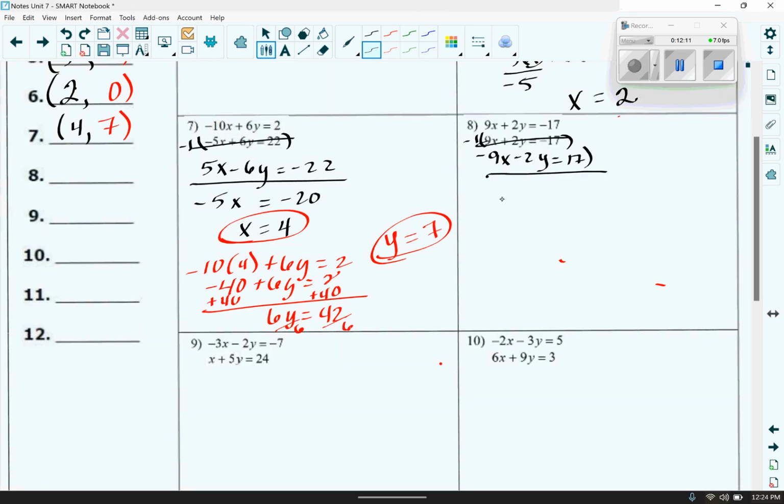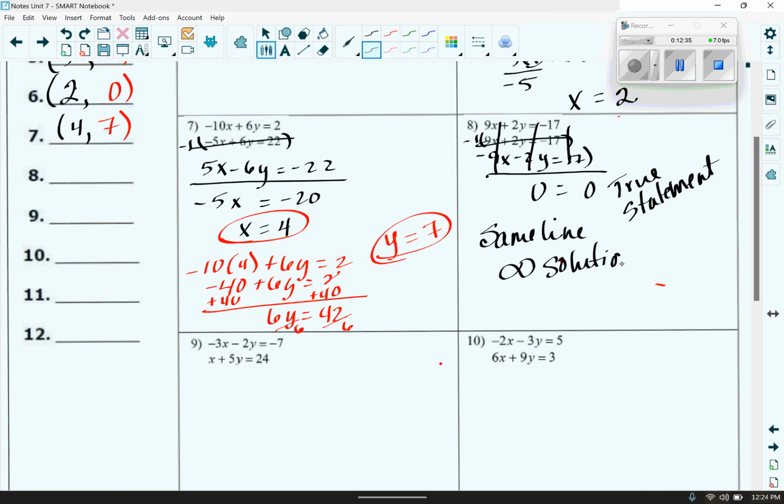That's going to end up giving me 0, 0 equals 0. Well, does 0 equal 0? Yes, so that's going to be a true statement. And what does a true statement mean? That means same line. So it's infinitely many solutions. Same line.